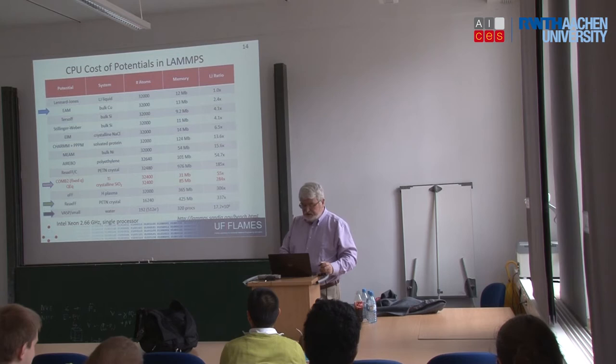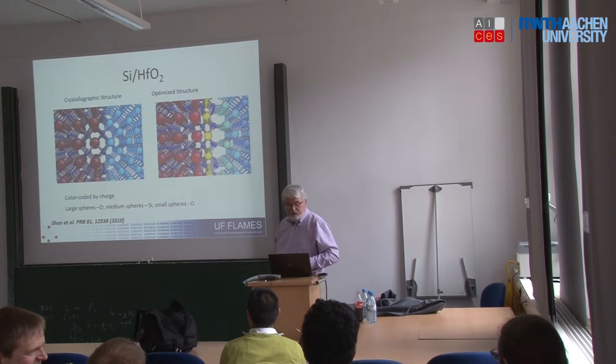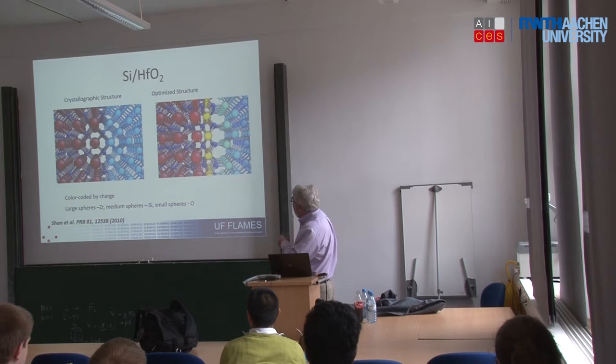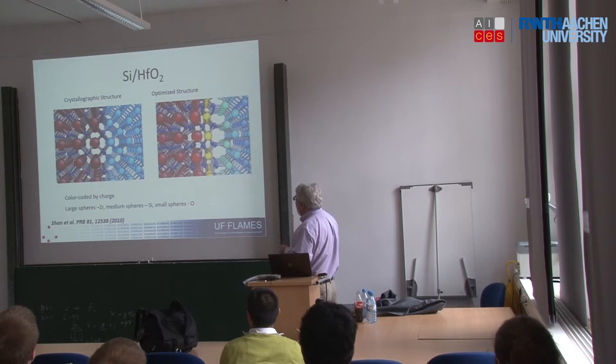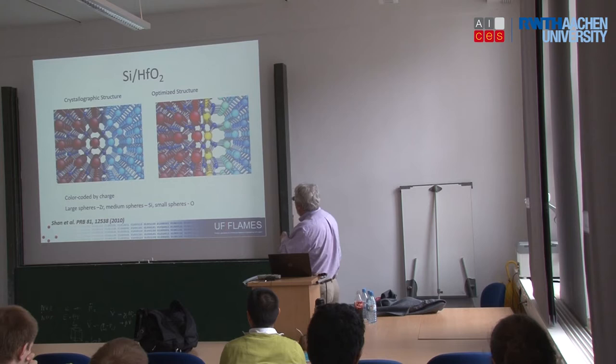So here's another example. So now just throwing some examples up. This was silica and hafnia. Hafnia is a high-k dielectric material replacing silica, and so we were interested in the interface between silica and hafnia. So this is just showing the crystallographic structure, and now we're showing what the charge structure looks like. So now the familiar red, which is strongly negative, blue is strongly positive, and these are charge neutral, and there's some sort of charge transfer here. But this again is done with a simple COMB potential.